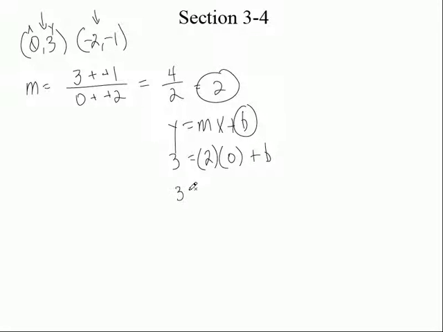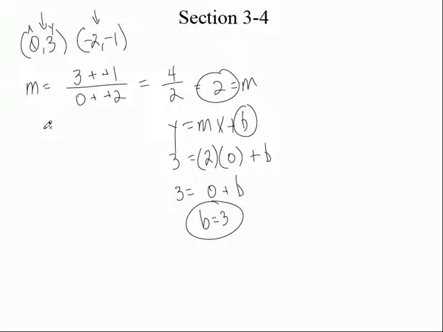Let's do it. 3 equals, what's this? 2 times 0 is 0 plus b. What's b? It's 3, isn't it? All right. There we go. So look what I found. I found the slope. I'll put it equals m right there so we know what that is.